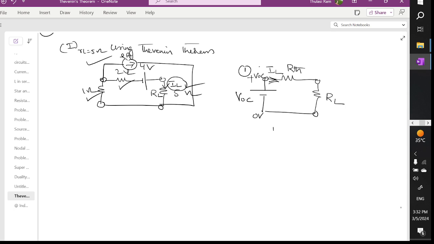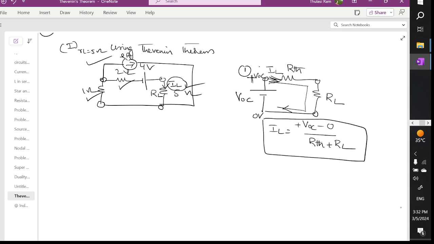So how to find IL? IL is equal to, current is leaving, the leaving polarity of the voltage is plus VOC. Current flows in R Thevenin and across RL. So VOC minus 0, divided by, these two resistors are connected in series, R Thevenin plus RL. This is the formula, we just substitute into it. Taking this network, the first step is finding the open circuit voltage.